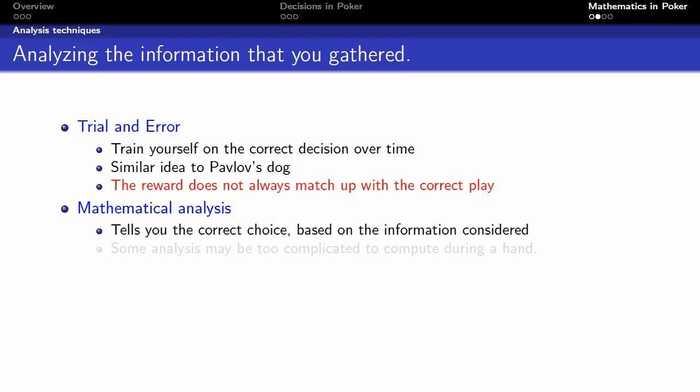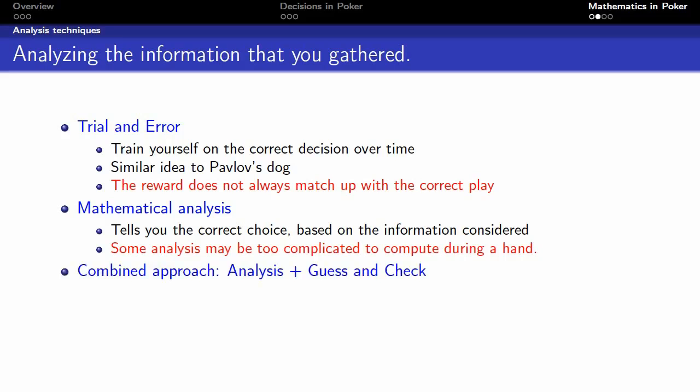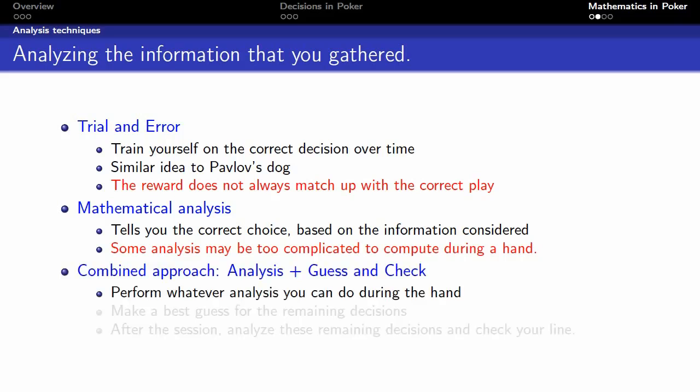You're factoring in things like the hand range of your opponents, the information you've obtained, the information you want to present to your opponents and have them obtain. There is a correct decision. What will actually net you the most money in the long run? We can do this analysis, and this is what we're actually going to talk about in this video series, but a lot of it is actually too complicated to do during a hand. So we need to find an analysis technique that's going to balance both these approaches, some sort of combined approach of analysis together with some sort of trial and error guess and check process. Really, the idea here is we perform whatever analysis we can do during a hand, and then for those decisions that would require too deep of an analysis in the heat of the moment, we'll just make a best guess.